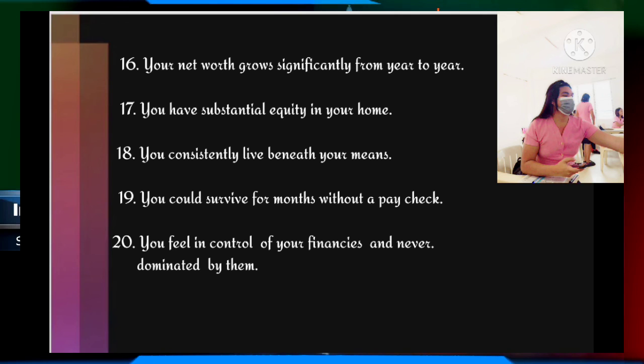Seventeen, you have substantial equity in your home. Eighteen, you consistently live beneath your means. Nineteen, you could survive for months without a paycheck. Twenty, you feel in control of your finances and never dominated by them.